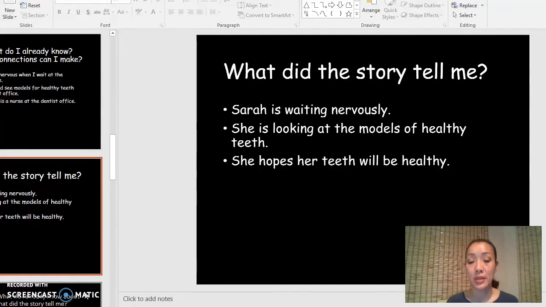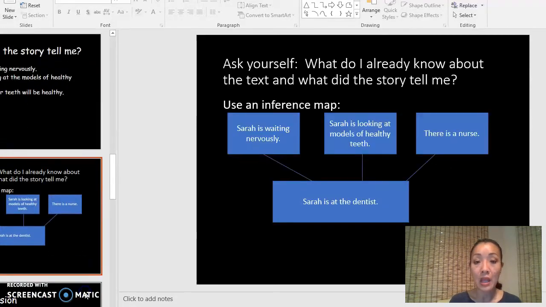What did the story tell me? Sarah is waiting nervously. The story also told me she's looking at models of healthy teeth. She hopes her teeth will be healthy. Again, I take my background knowledge, my BGK, and what the story tells me. I use both of those things, and I draw a conclusion. Ask yourself, what do I already know about the text? What did the story tell me?